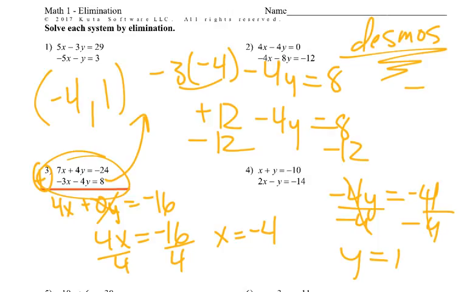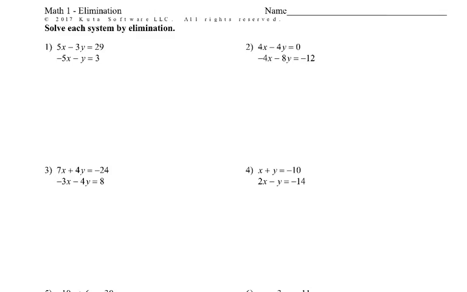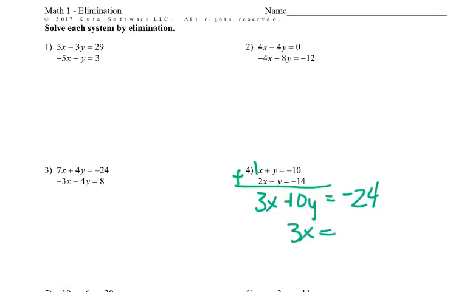Alright, let's look at number 4 now. x plus y equals negative 10, 2x minus y. So the x's aren't the same, but the y's are. So if I add the y's, because it's 1y, I would get 1x plus 2x for 3x, positive y plus a negative y, 0y, negative 10 plus a negative 14, negative 24. So 3x equals negative 24, divide by 3, x equals negative 8.